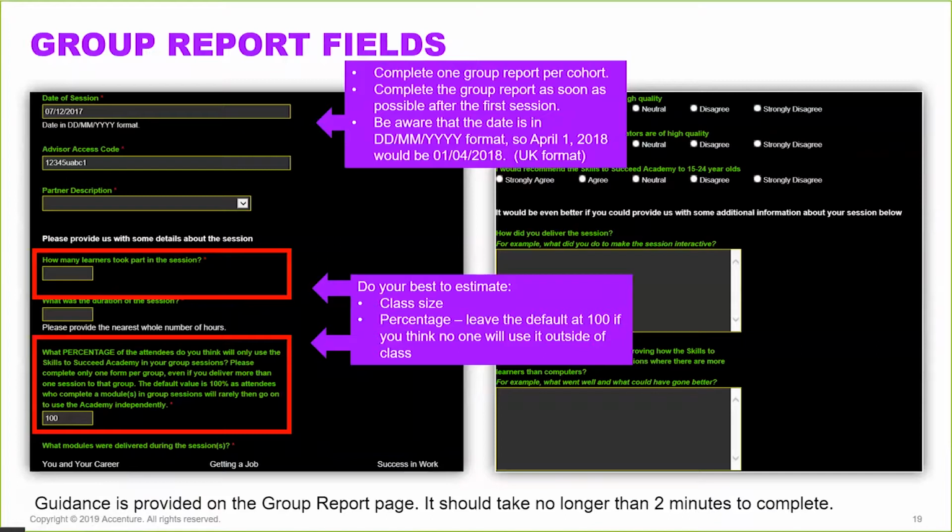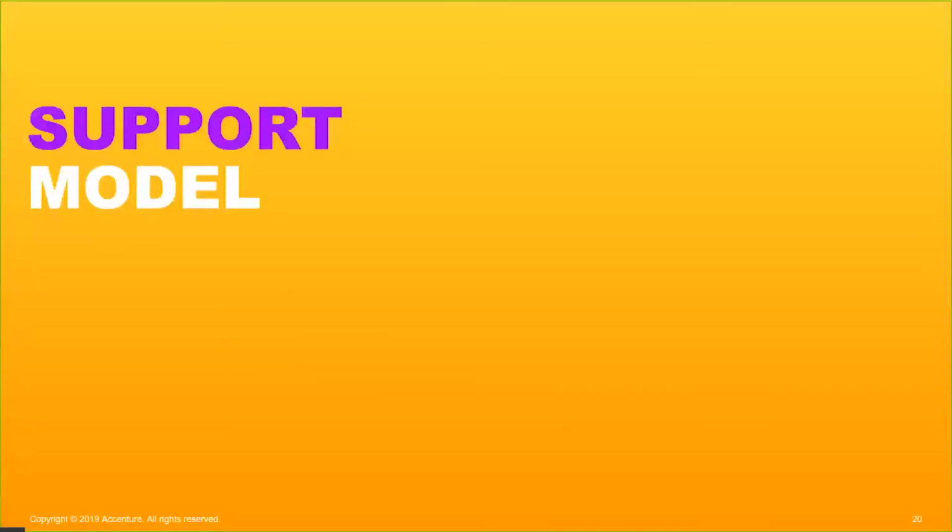So the percentage is the number of attendees that you think will only use the Skills to Succeed Academy in your group session. It will default to 100%, and you can leave it there if you don't think anybody is going to use the Academy outside of your class. If you think that maybe half of the class will, if you provide them with instructions on how to log on, and you think maybe about half of them will take you up on that offer, you can go ahead and change that percentage to 50%. So that was the group report.